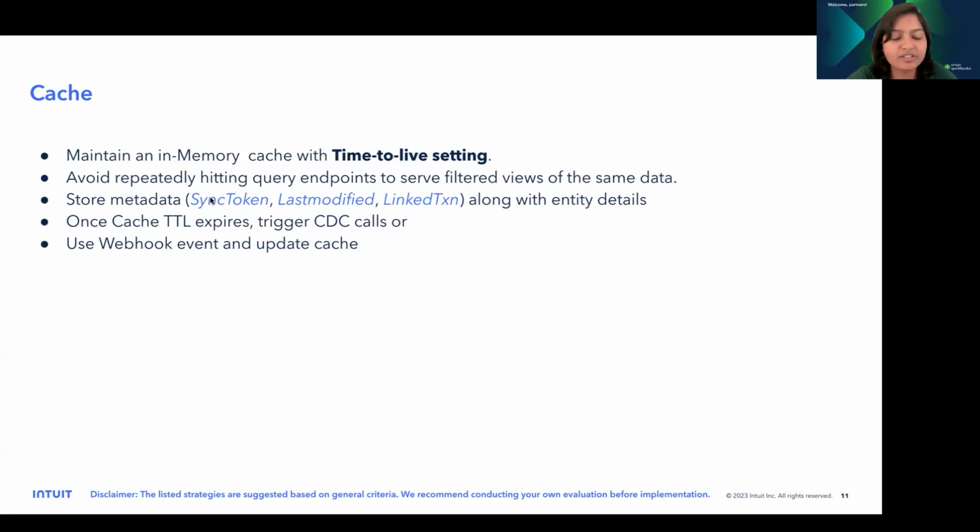For example, sometimes we have seen applications making read calls only to know about the last modified date or sync token. Instead, if you have the metadata along with the entity details in the cache, you can just read it. And to make sure your cache is fresh, or the data needs to be refreshed, just set the time to live parameter based upon your requirements. And then once the cache time to live setting expires, you can trigger a CDC call, or you can wait for a webhook event to come in and then update your cache.